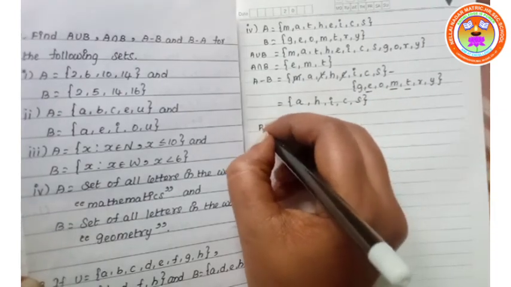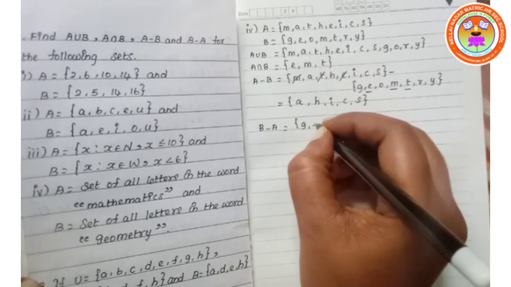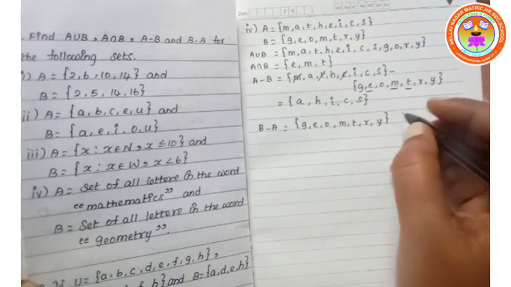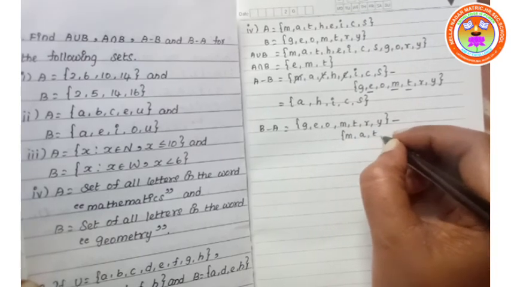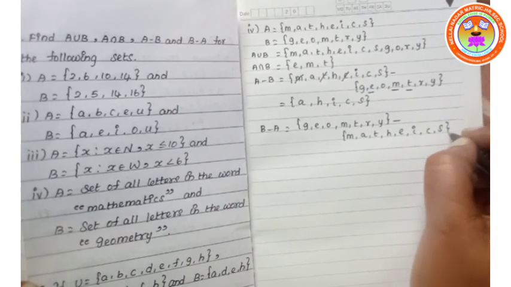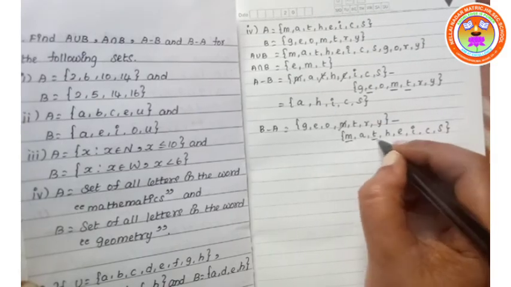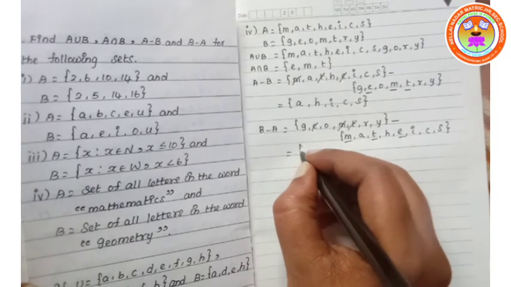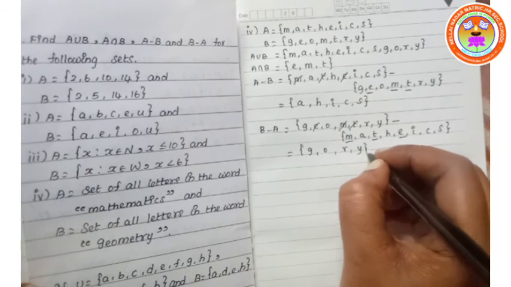Now, B minus A. So you should write B first. B is G, E, O, M, T, R, Y minus. What is the set A? M, A, T, H, E, I, C, S. So what are the common elements to be eliminated? M, T, E. So what are the remaining elements in the first set? G, O, R, Y.